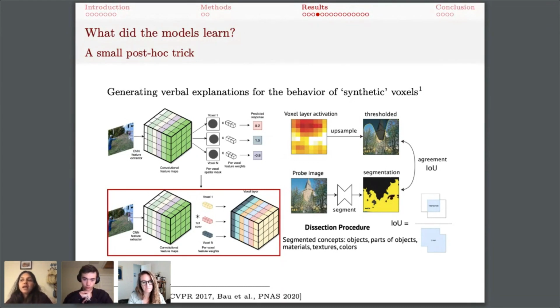And we were inspired by the recent network dissection technique. And we wanted to generate verbal explanations for the behavior of model neurons, which serve as these synthetic voxels. And our goal was to basically measure the degree of alignment between a voxel's response properties and a large visual concept dictionary that spans not just objects, but also other fine-grained categories like parts of objects, materials, and textures.